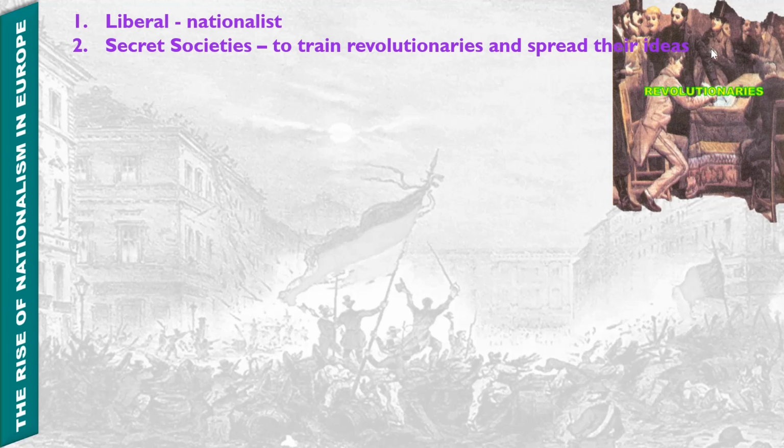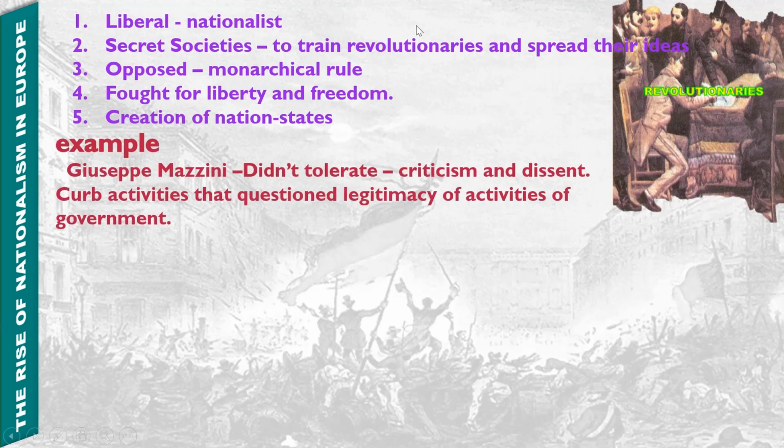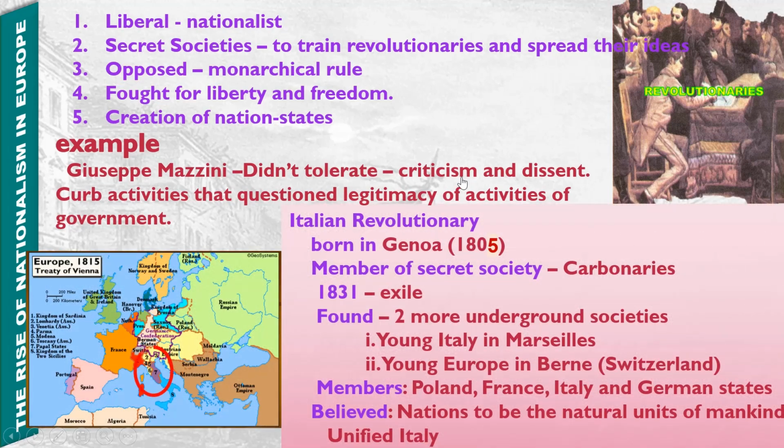Most of these revolutionaries also saw the creation of nation states as a necessary part of this struggle for freedom. One such individual was the Italian revolutionary Giuseppe Mazzini. Giuseppe Mazzini did not tolerate criticism and dissent. He wanted to curb the activities that questioned the legitimacy of the activities of government.